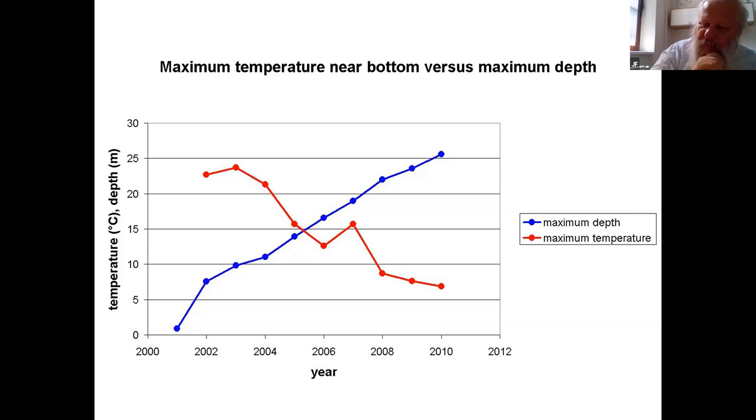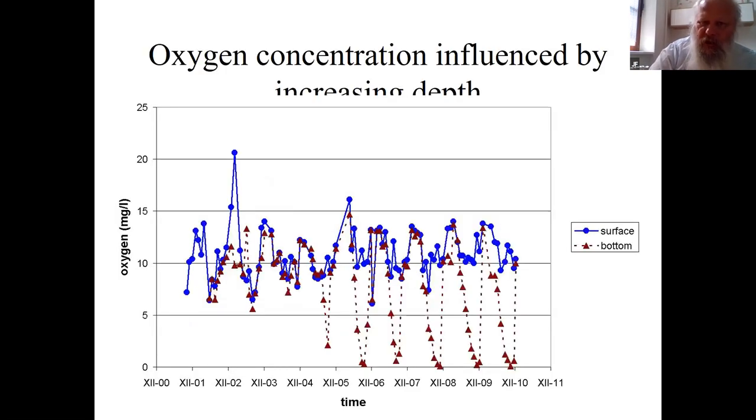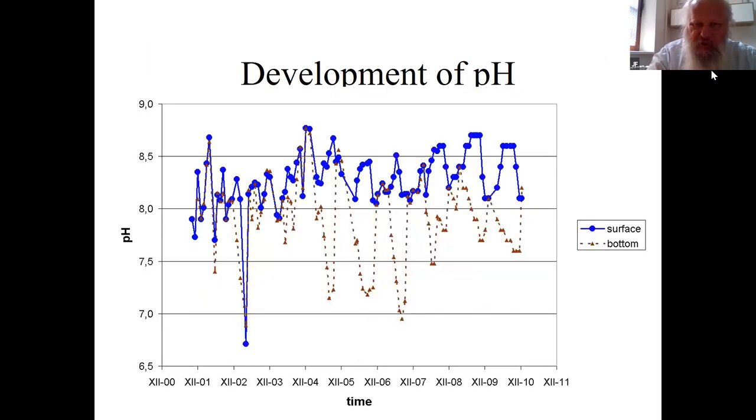So here are the relationships between maximum temperature and maximum depth. And you see that the deeper the lake, the cooler the bottom water. A similar story can be seen for oxygen concentration. Particularly when we look at the surface, there is still enough oxygen, but once we get to a deeper lake, you can see separation because stratification develops, and we have spring and autumn mixing, which brings the oxygen.